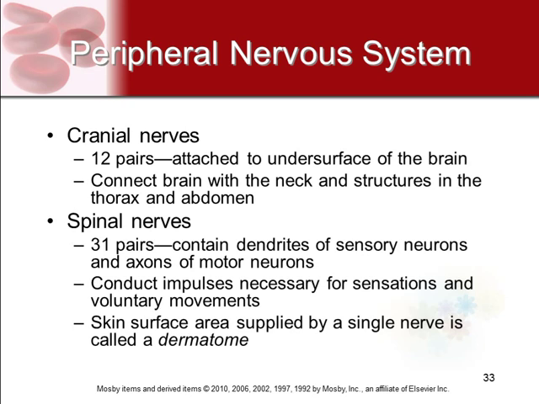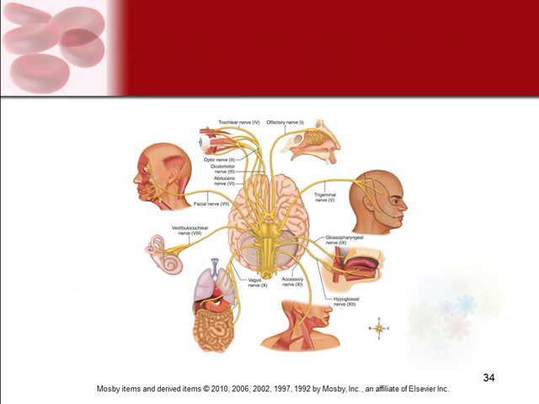And the skin area is actually supplied by a single nerve called a dermatome. So that's the only type of nerve that actually goes out to the skin. So here's just a picture of the brain. You can see where the midbrain is, and some of these cranial nerves that are going down to different parts of the body. Some go to your eye and your nose, different parts of your face, but some also go down to other parts of your body.